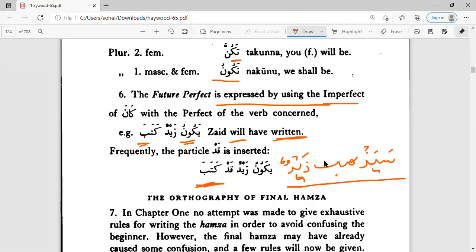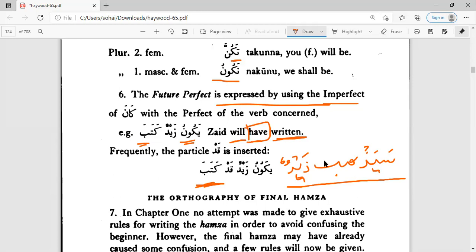Why do you need yakunu? Because why do they translate yakunu as he will be? He will have gone. Perfect. Future perfect. He will have gone. Yakunu.